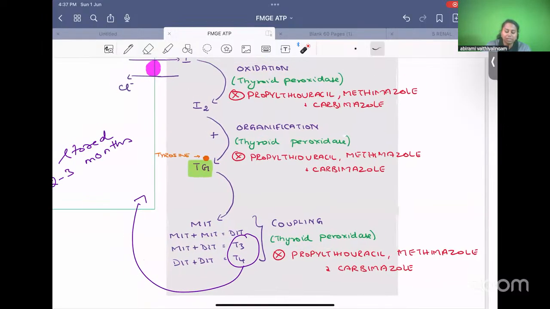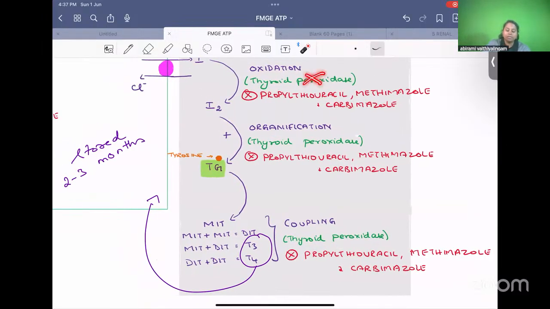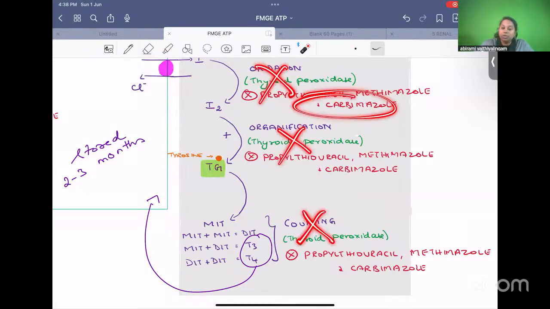There are drugs which will block this thyroid peroxidase. They are called propylthiouracil, methimazole, carbimazole. So for which disease can I use these drugs? If these drugs block all the three steps, thyroid hormone synthesis will come down. So they are also used in the treatment of hyperthyroidism as anti-thyroid drugs by blocking the enzyme thyroid peroxidase.